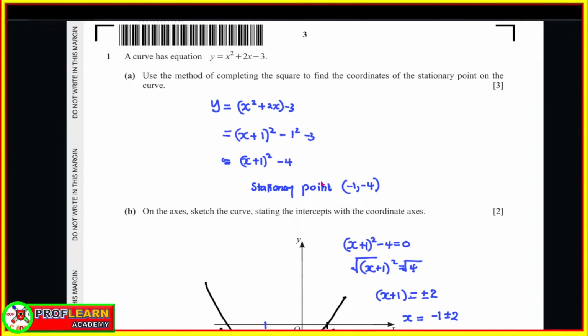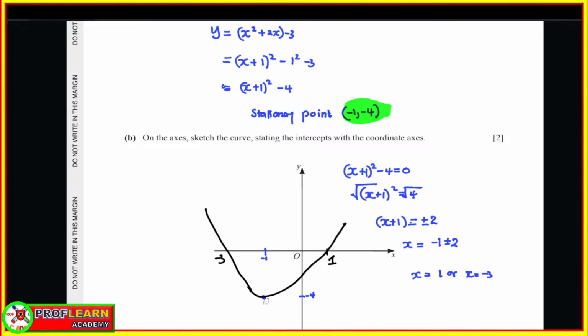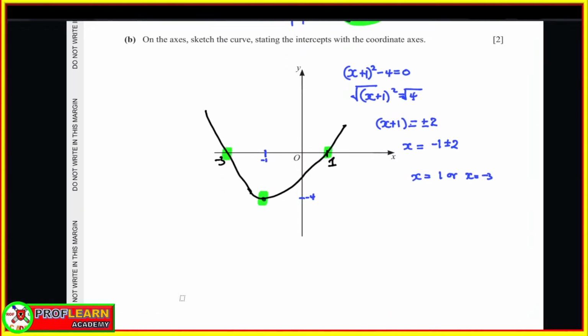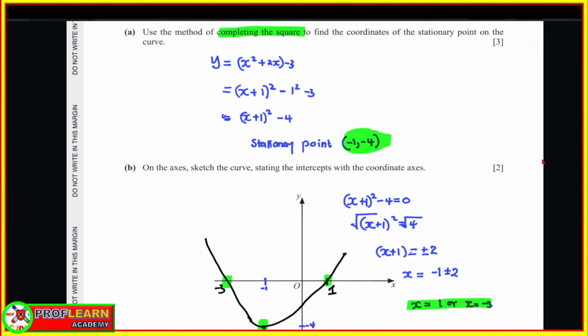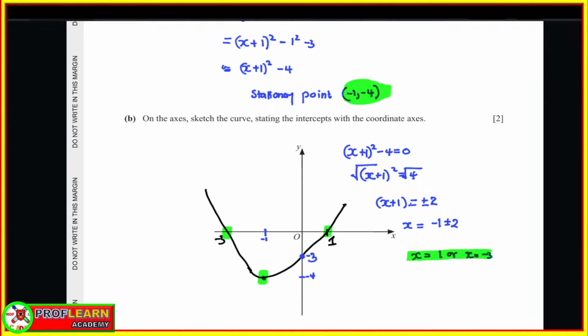So at this point, we were looking at how to determine the turning point using the completing square method. After getting the turning point, we can sketch the graph. To sketch, you need to know the x-intercept and also the y-intercept. The y-intercept is the value of y when x is equal to 0, which is approximately -3 here. So basically that's what you're going to do.